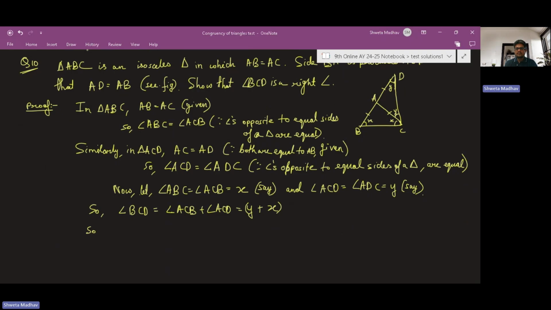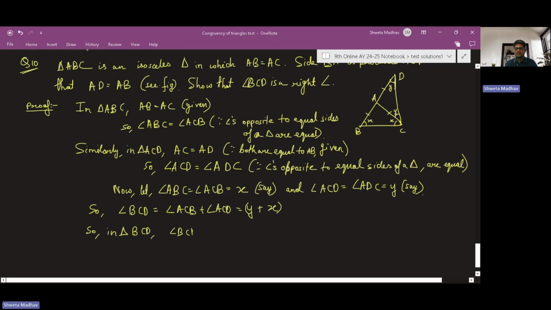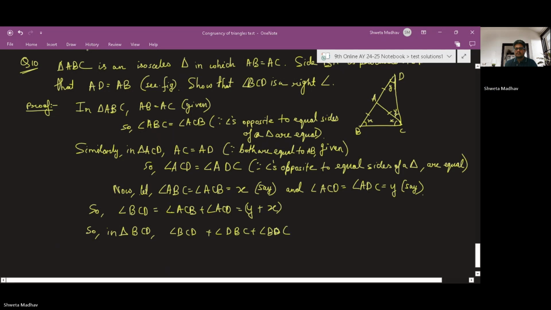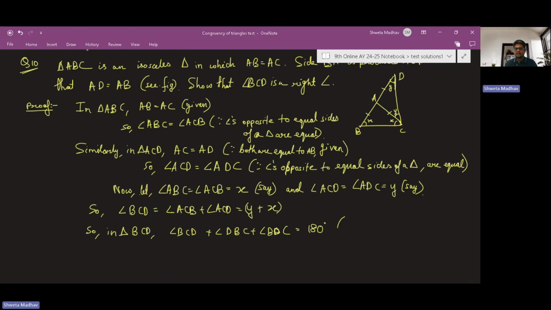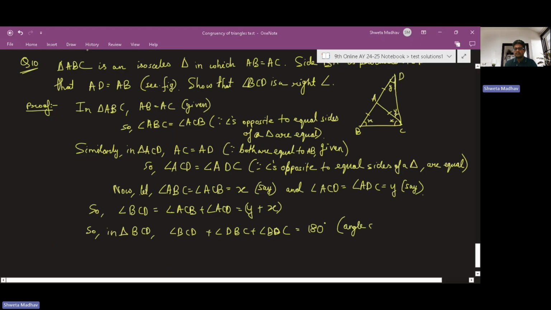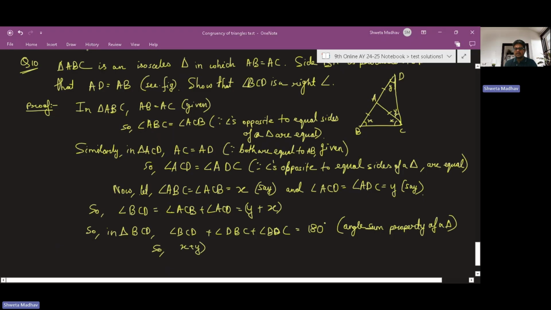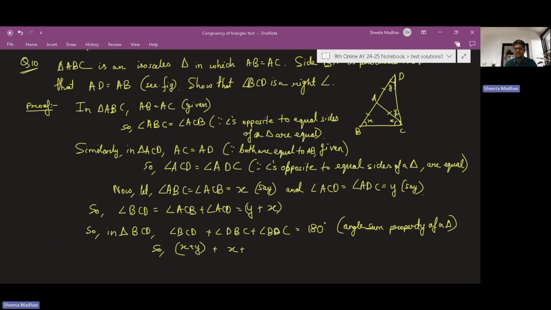So now I can say in triangle BCD, angle BCD plus angle DBC plus angle BDC is equal to 180 degrees, according to the angle sum property of a triangle. So now we can say that angle BCD is equal to x plus y, angle DBC is equal to x, and angle BDC is equal to y, so that is equal to 180 degrees.